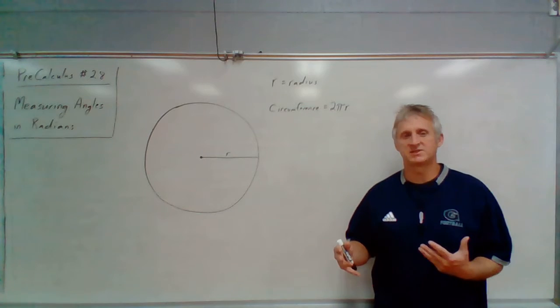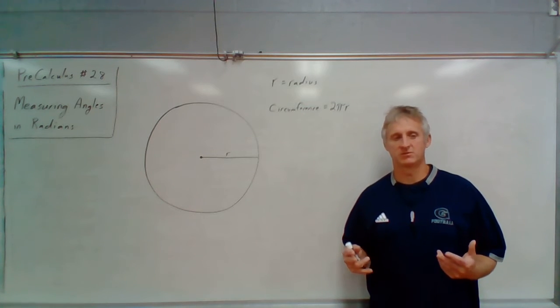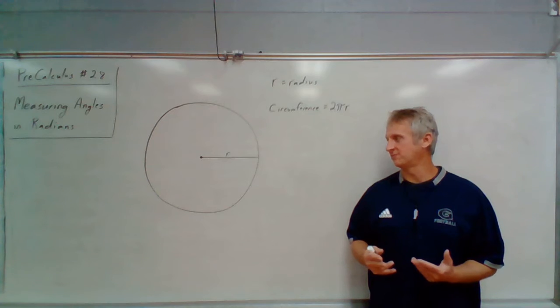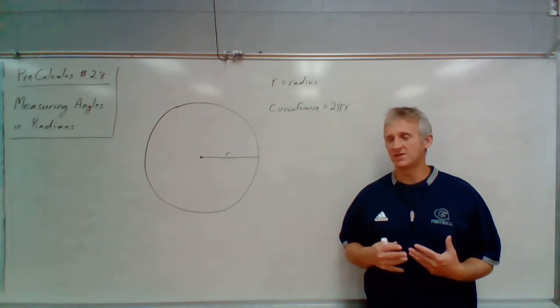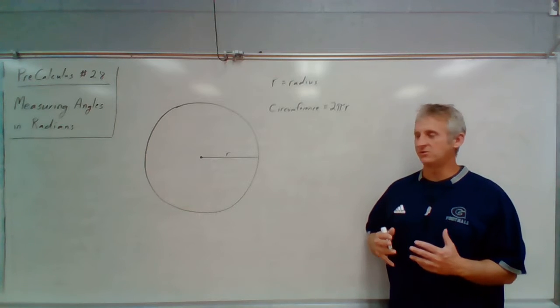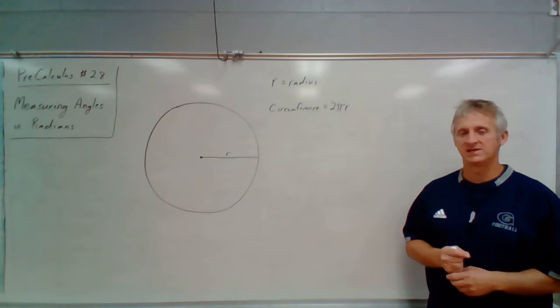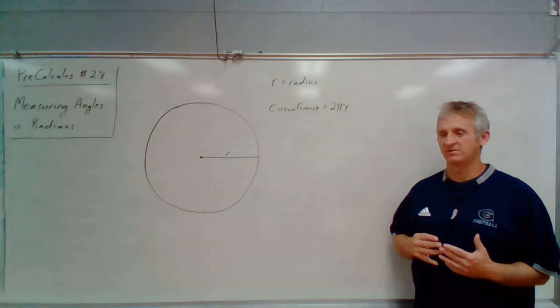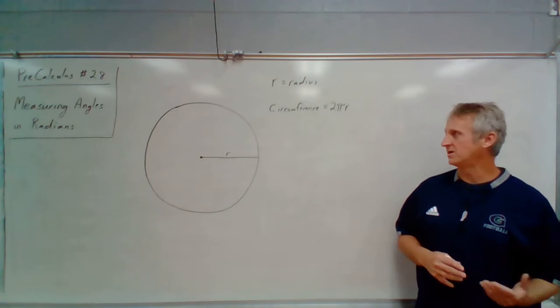There's different ways to measure time. You can measure time in seconds or hours, minutes, different ways to measure. So there's also different ways to measure angles. Okay? So you're used to doing it in degrees. Today we're going to learn about radians, and we're going to figure out a relationship between degrees and radians.